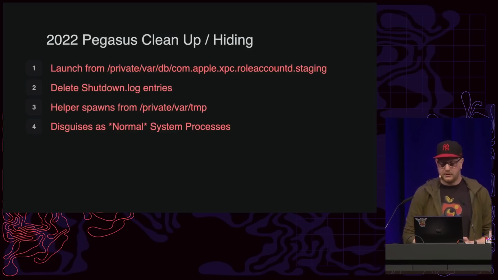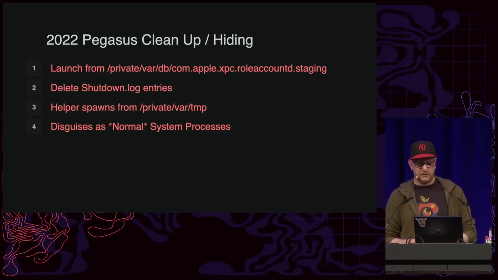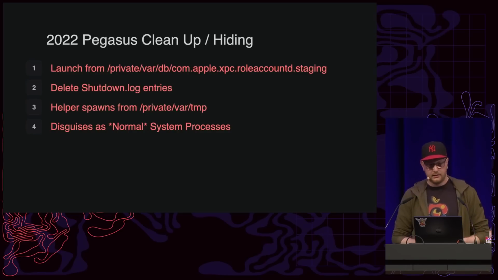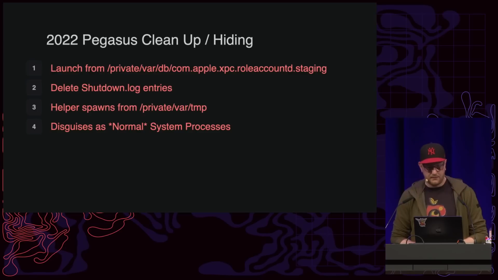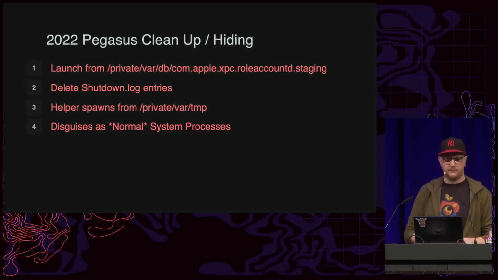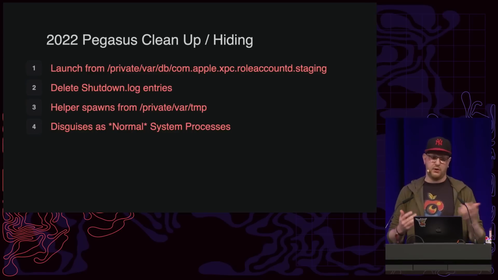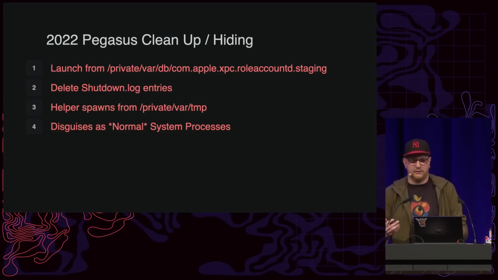In 2022, they got a little bit better. They used the same directory, but they also started to clean up shutdown.log. In that specific case, they were cleaning up everything else in shutdown.log, which is also pretty noisy and once again leaves a trace. They had a helper which spawns from a directory under private/var/tmp, and they were disguising as normal system processes. So now it would look like Pegasus was userEventAgent, WebKit, mediaserverd, some of the processes that you would normally expect on an iOS device. If you looked in the backup and saw that some of those processes had network connections, you would say, yeah, it's normal that WebKit is doing network connections. It's what it should do.